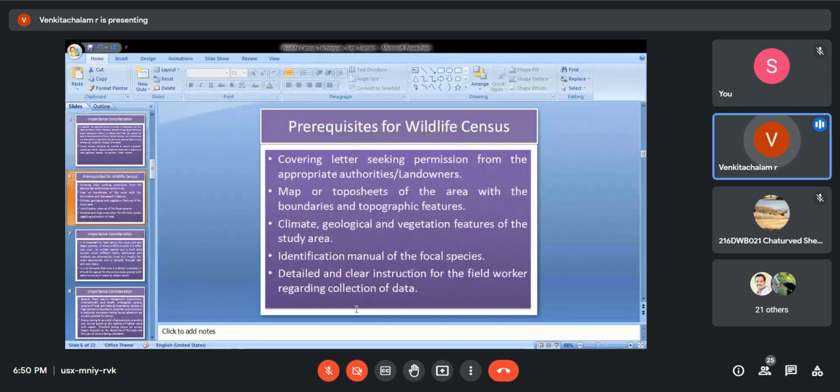Another prerequisite is licenses. Without permission, the forest authorities never allow us to go inside a protected area or whatever it may be. And if you are doing a garbage dump survey in the city, it is mandatory to get permission from the local authorities. We have to get permission from the forest department and the municipal office also. It is very, very mandatory. So, a covering letter seeking permission from the appropriate authorities or landowners, and a map or proposal of the area with the boundaries and topographic features.